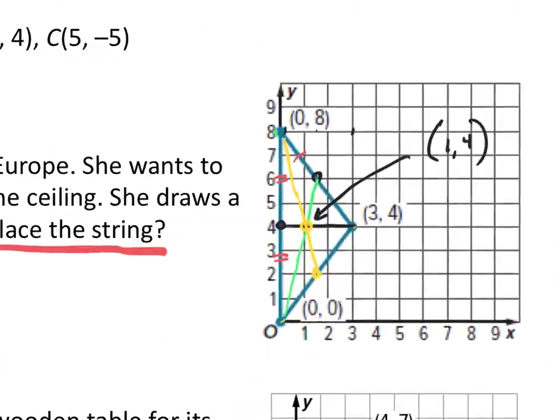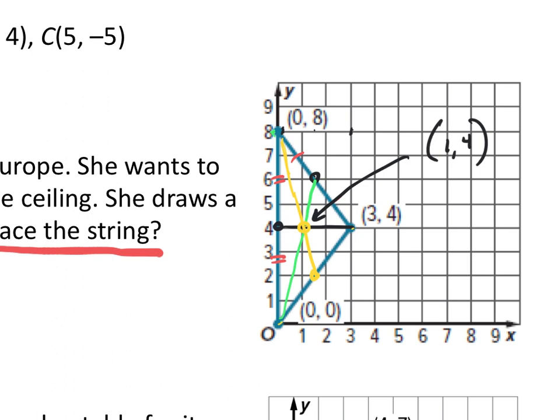Again, to be more precise, we could have done the midpoint formula. The midpoint of this segment would be 0 plus 3 divided by 2, and 8 plus 4 divided by 2, which is going to be 3/2 and 6. Sure enough, this point right here is 3/2 and 6. So there we go. We did make a good estimate.